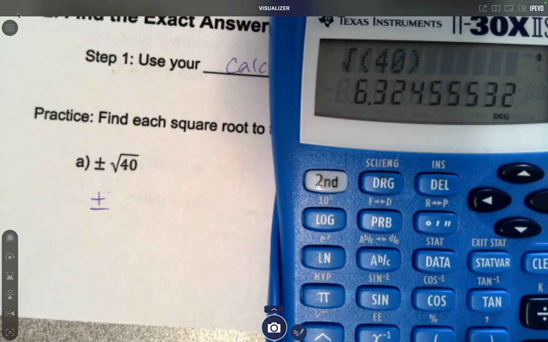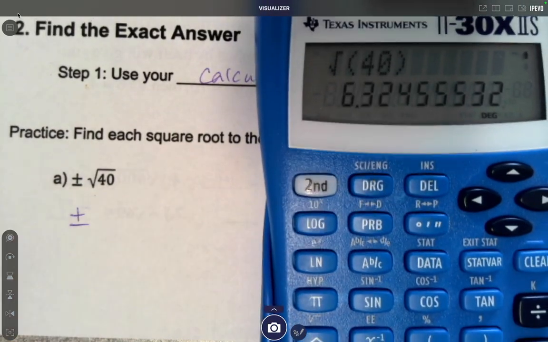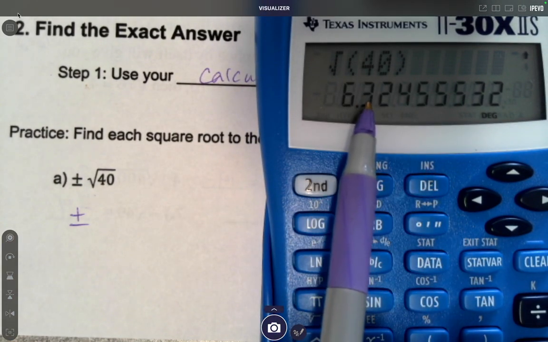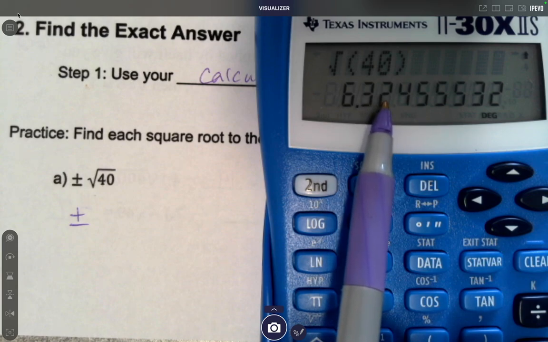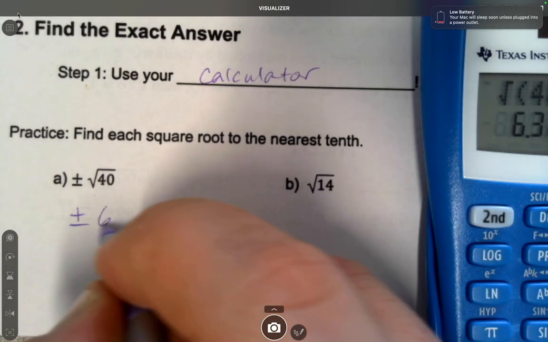6.3245532. We want to round it to the nearest tenth, which just means 1 decimal place. So there's the 3. I look past that. 2 is not 5 or bigger, so I don't round this up. So I make this 6.3.